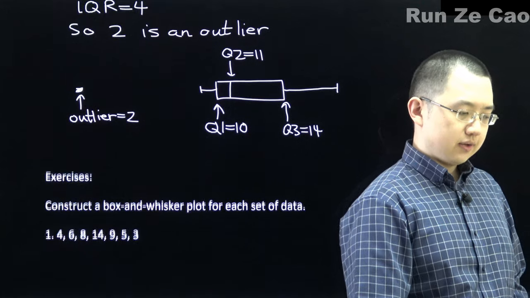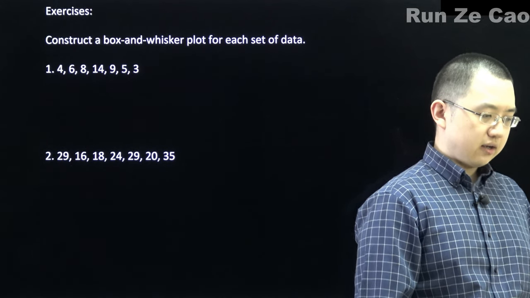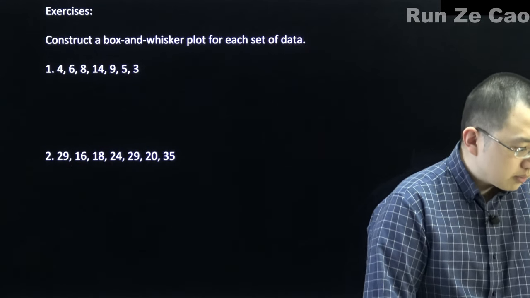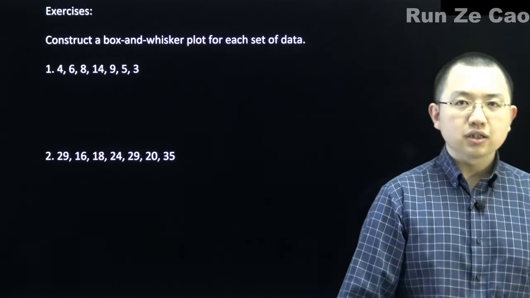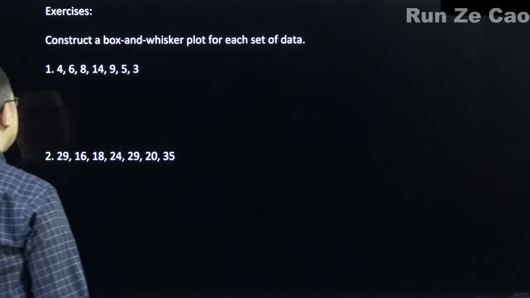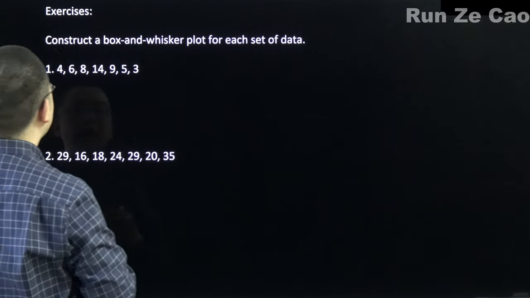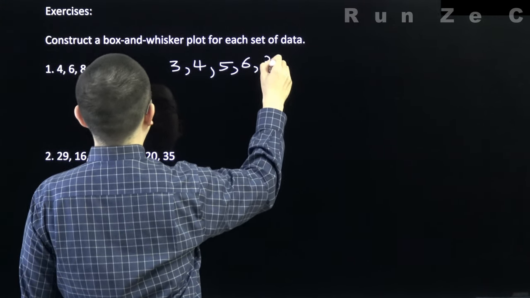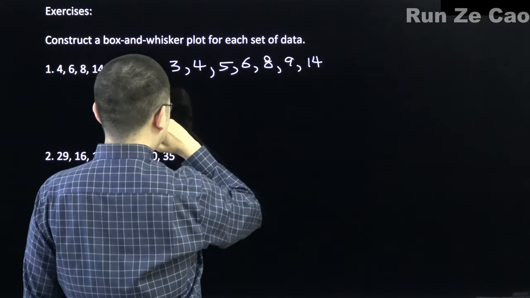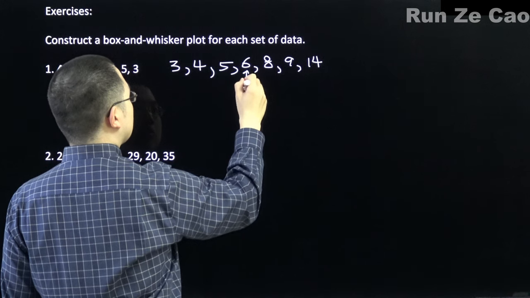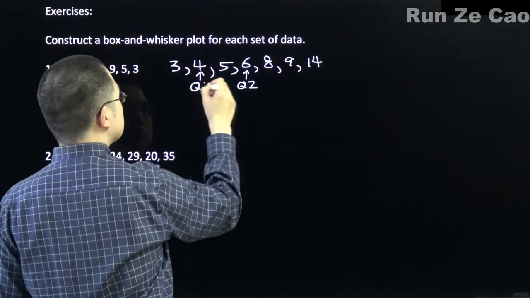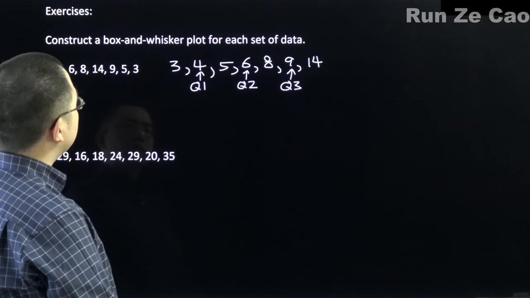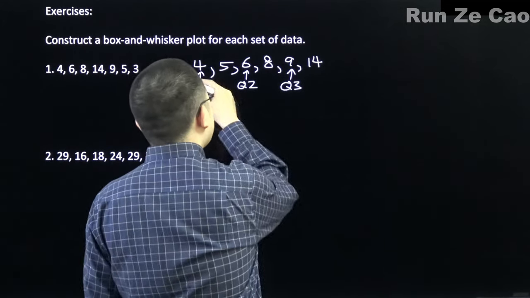Okay, let's do some exercises. Construct a box and whisker plot for each set of data. Oh, wait a second. Is this just a plus 10 relationship or plus 20? No, unfortunately. Which means we actually can't just say change the number line reference. Okay, let's write this from lowest to highest. So it's going to be 3, 4, 5, 6, 8, 9, 14. And this is Q2, Q1, Q3. So the interquartile range is 5.